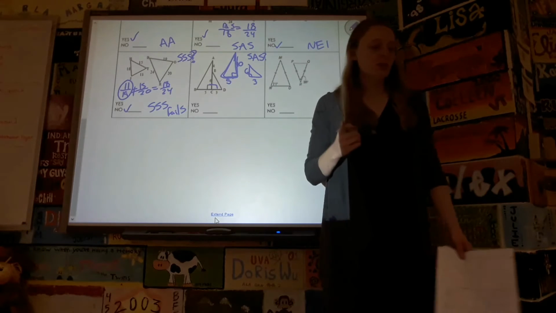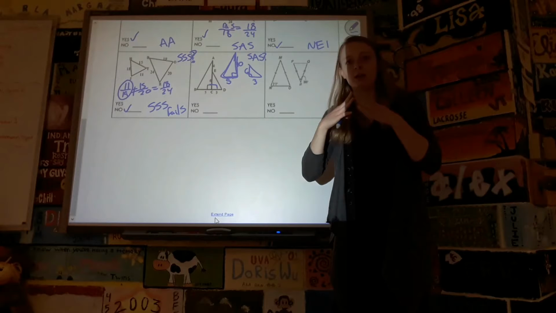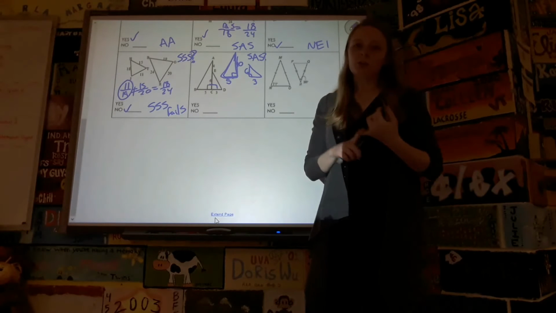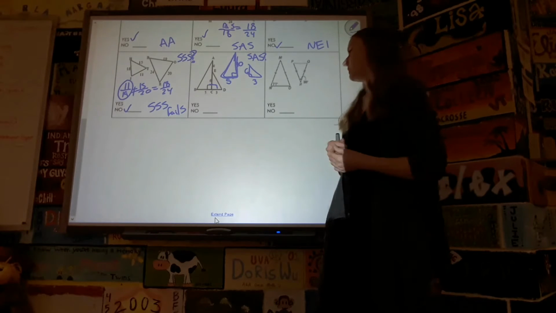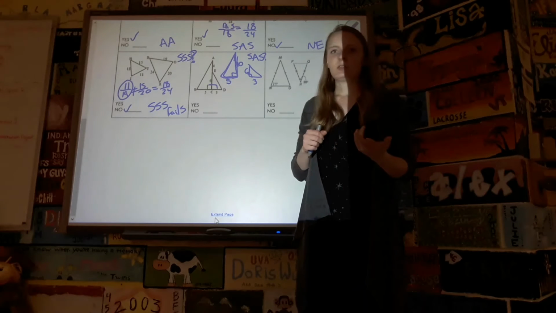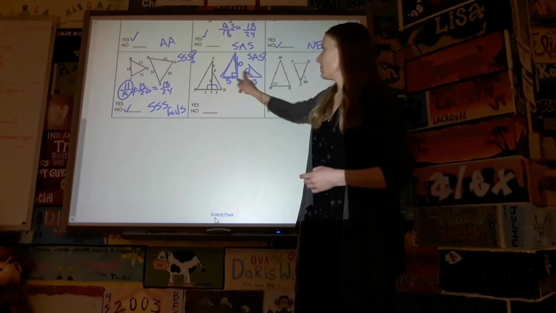Okay? So I need the angles to be congruent, I need the sides surrounding the angles to be proportional. So I know the angles are congruent because they're both 90. So we know those are congruent. Now I just need to check to see if the sides are proportional. So I'm going to compare short to short, long to long.